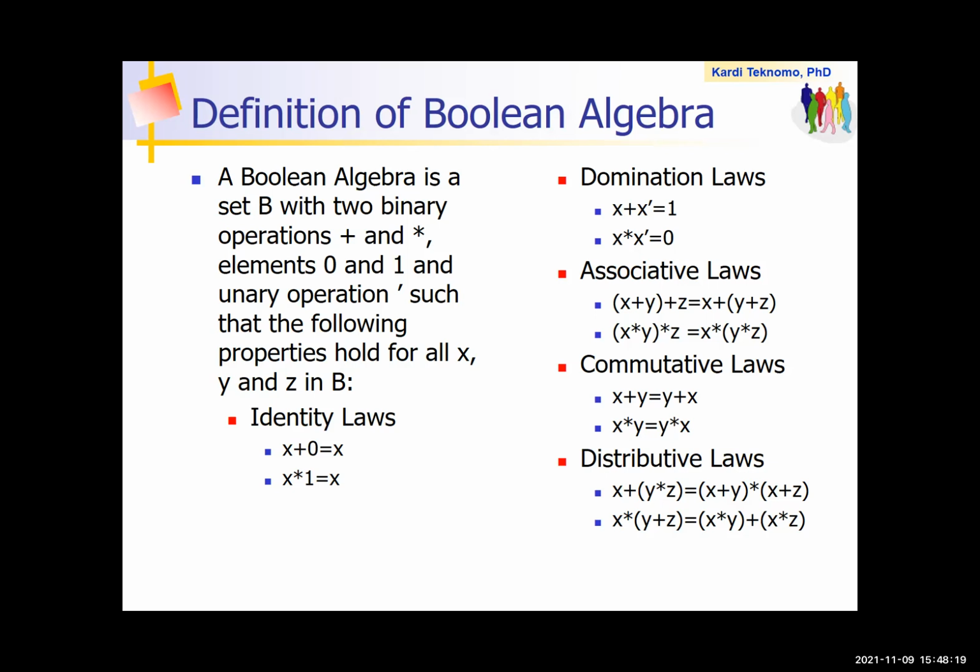X is either 0 or 1. Then you have X plus 0 equals X, and X times 1 equals X. It's called the identity law because it becomes itself. How about the domination law? X plus not X, where the accent represents not, equals 1. But X multiplied by not X equals 0, where 0 means false. We also have the associative law, the commutative law, and the distributive law.